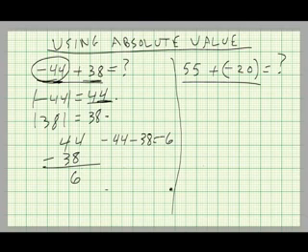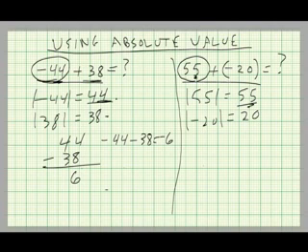Let's take a look at this one over here. How about 55 plus negative 20? We use the same idea. The absolute value of 55 equals 55. The absolute value of negative 20 is equal to 20. Here's our largest result right there. That number was positive, so my result of this operation is going to be positive. Again, I subtract the two absolute values.